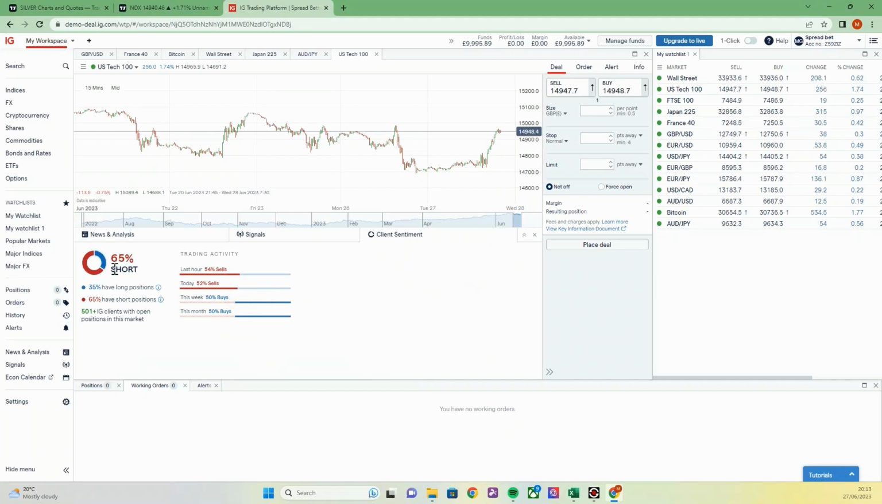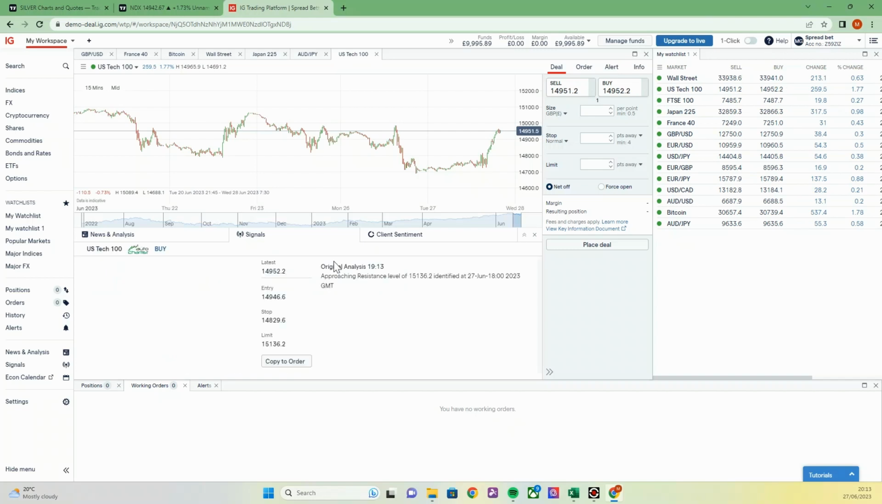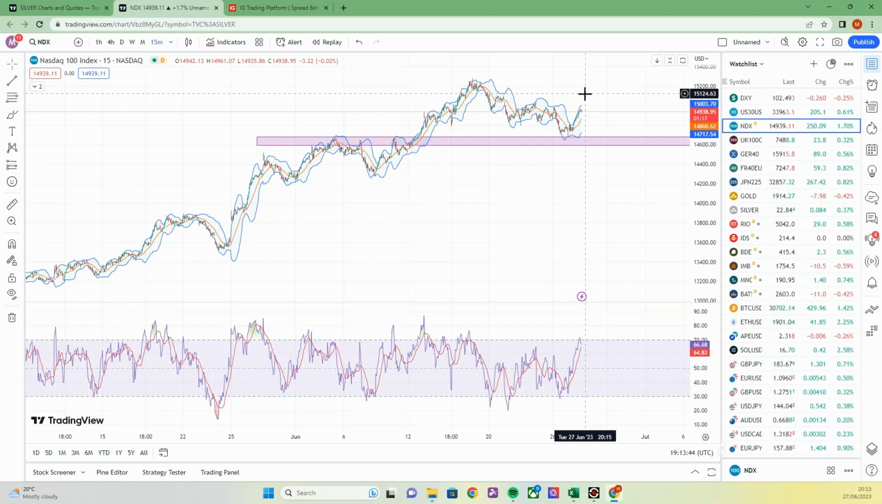65% of people are shorting, 35% of people have long positions. So what are the signals? Buy on a short term, sell and sell. Okay, what was the buy? That was at 7:15. What are these saying? Resistance level 1.3, 15136 identified. Okay, limit is 15136, so they reckon 15136. I reckon it's going to go up to about here.